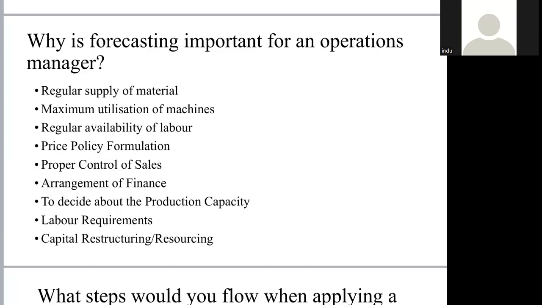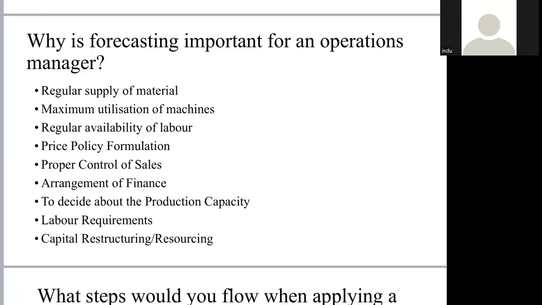And also, forecasting is important to determine labor requirement, because expenditure on labor is one of the most important components in cost of production. So a reliable and accurate sales forecast can help the management to assess the appropriate labor requirement.